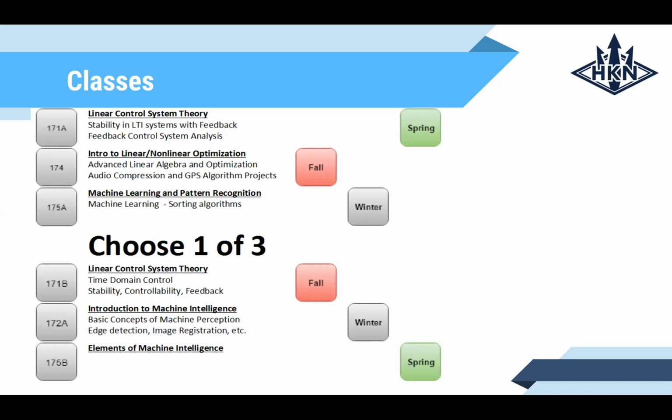So here are some classes. You would take, I believe, three depth classes, and then you choose one. These three are your required classes, and then you choose one among these three. So 171 is your linear control system.